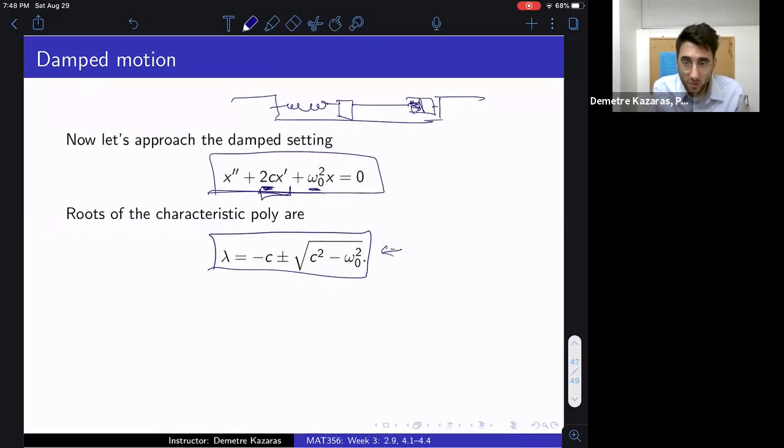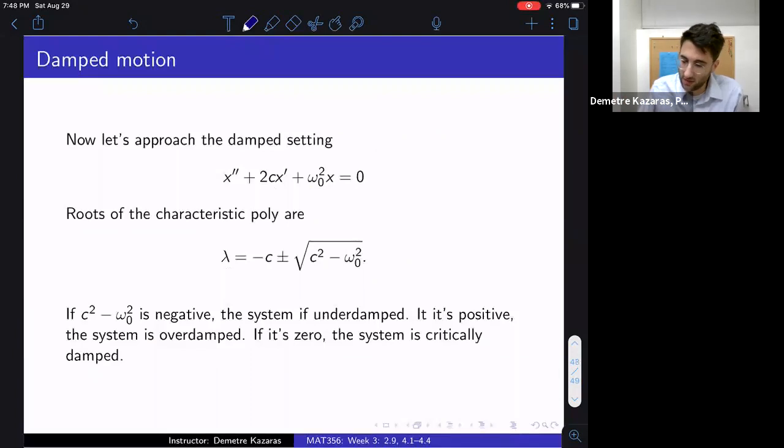But we want to interpret what is going on in terms of the physical situation. So we know what the formulas are, but we want to interpret that in terms of the situation. Well, there are 3 different situations, depending on what the mass is, how the dashpot, how the damping is working, and how strong the spring is. Either what's under the radical is negative, or it's positive, or it's 0.